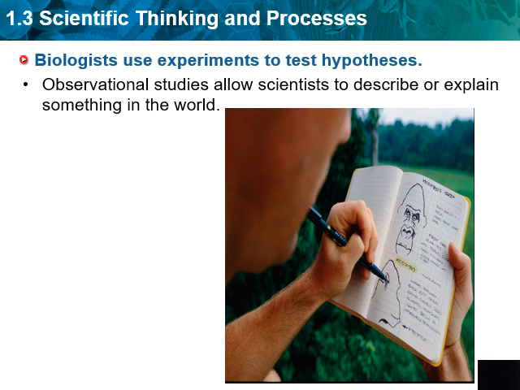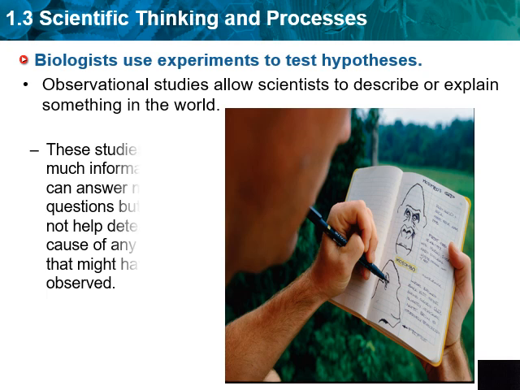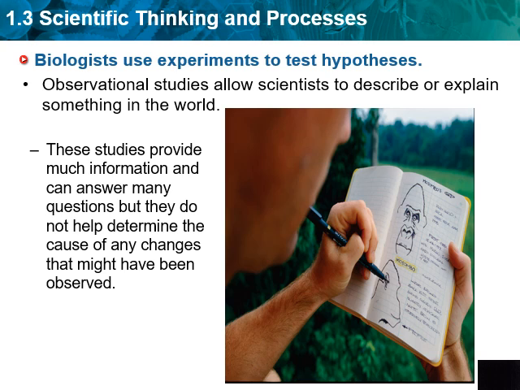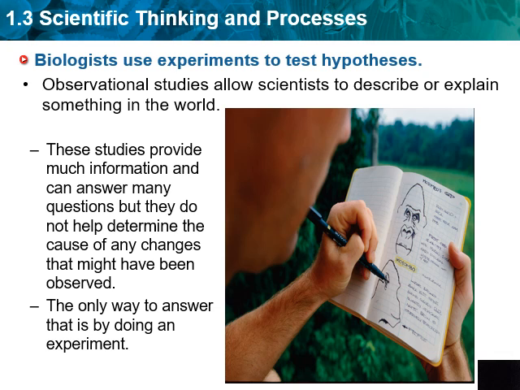And biologists use experiments to test those hypotheses. And observational studies allow scientists to describe or explain something in the world. And even though those studies provide much information and answer many questions, they don't help determine the cause of the changes that they may have observed. The only way to determine the cause is by doing an experiment.